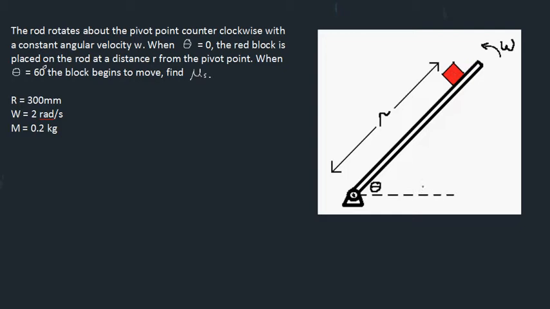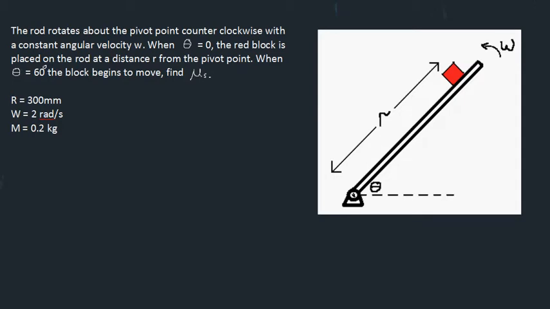My question to you is, what is the coefficient of static friction? How can we use the information we've got to calculate it? Well, first let's start off with some intuition here. Because we placed the block here at an angle theta equal to 0, the block is roughly around here, that means the block will sweep out a circular path with a radius r.